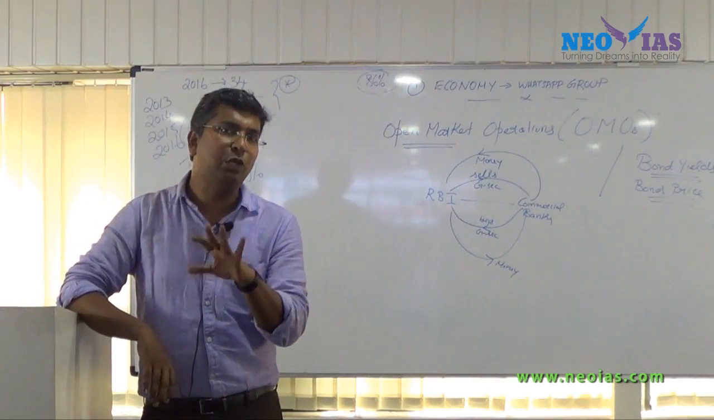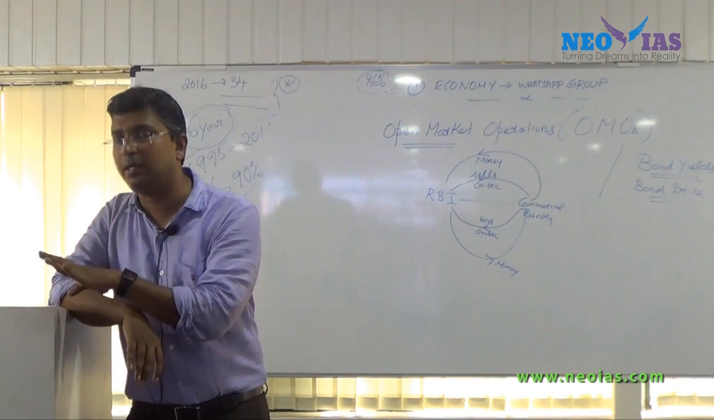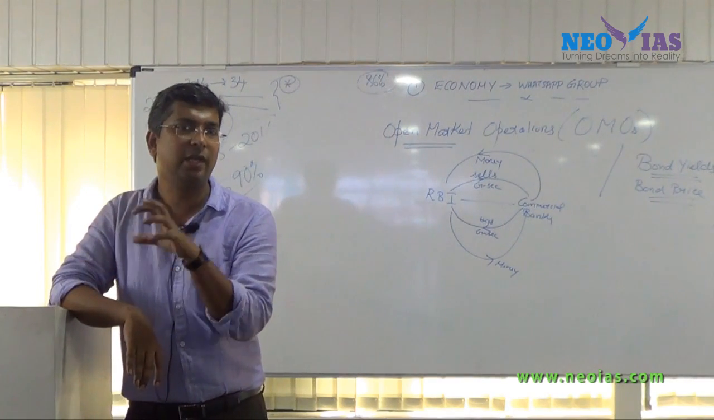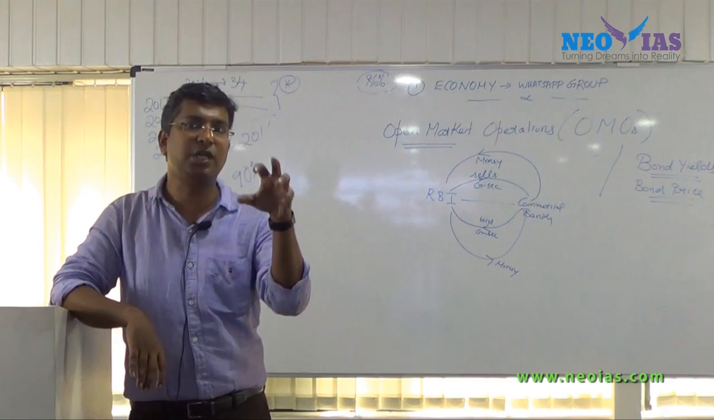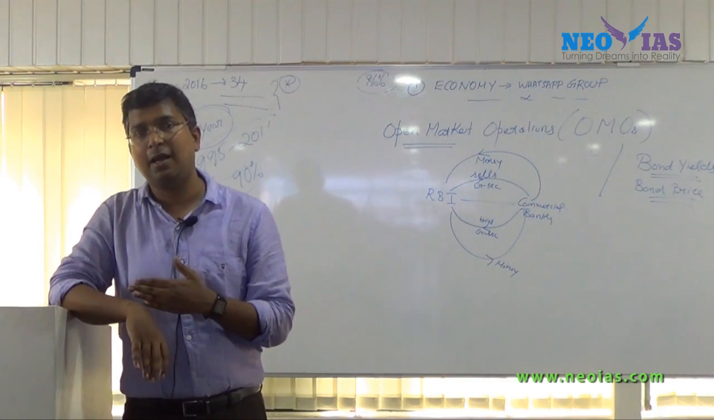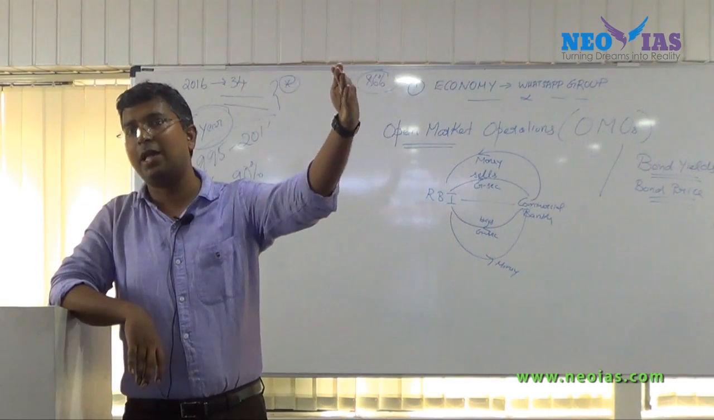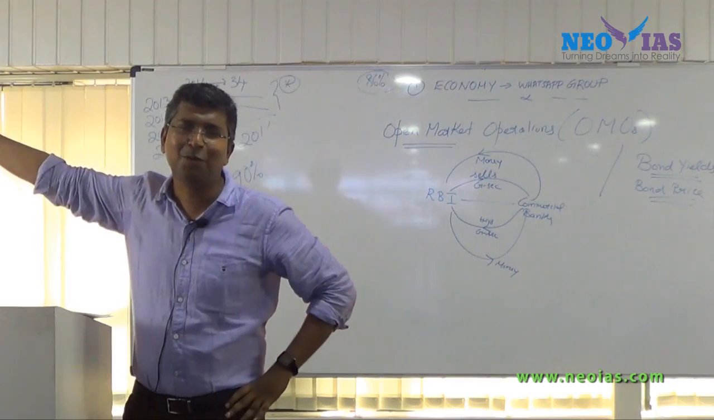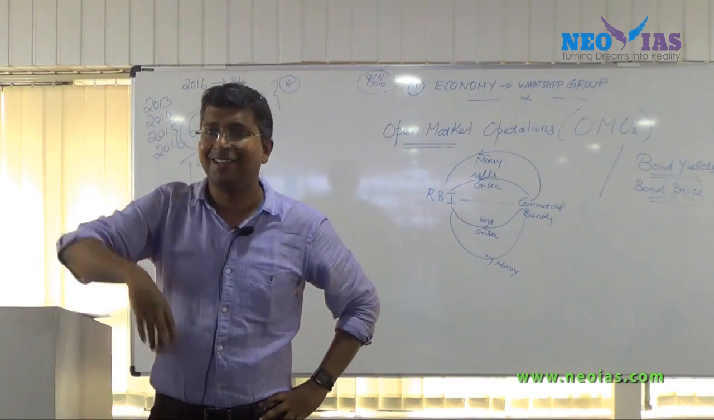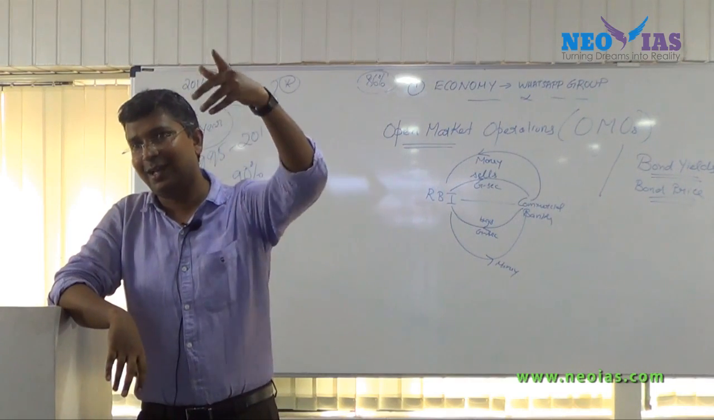Now, in India, we don't have a vibrant corporate bond market. What do you mean by vibrant? Where there are sufficient buyers and sellers. Now, imagine a case like Lulu and Central Mall, and there is one more mall here, the old one, Gold Souk. What is the situation when you go to Gold Souk and this Lulu Mall?